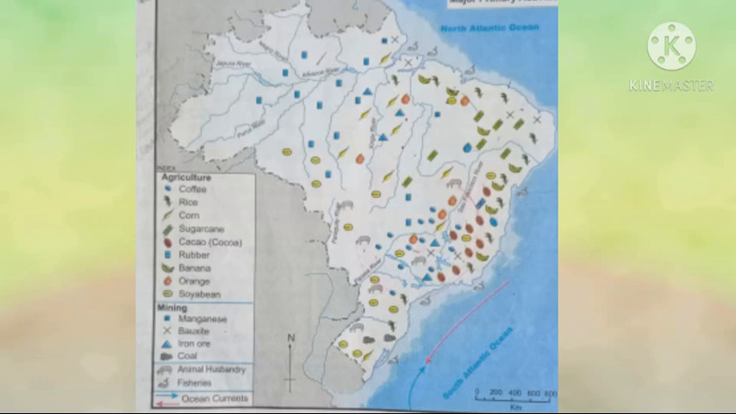If you are observing this particular map, we can understand that the people in almost all parts of the country are engaged in different activities in the primary sector. They are agriculture, mining, and fishing activities. I hope all of you understood the topic. Read your textbook well, learn well, and do this map activity in your notebook.